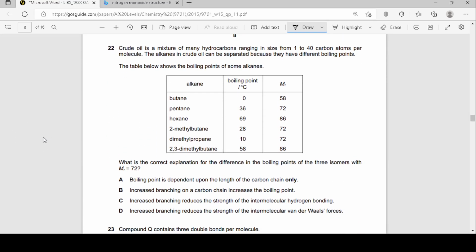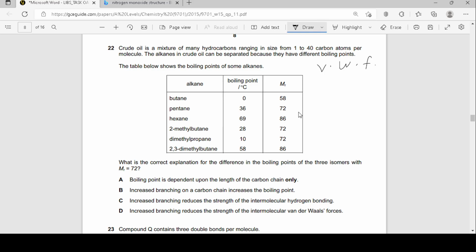Crude oil is a mixture of many hydrocarbons ranging in size from 1 to 40 carbon atoms per molecule. That's a very big number. The alkanes in crude oil can be separated because they have different boiling points, right? So you separate them based on the strength of their van der Waals forces.